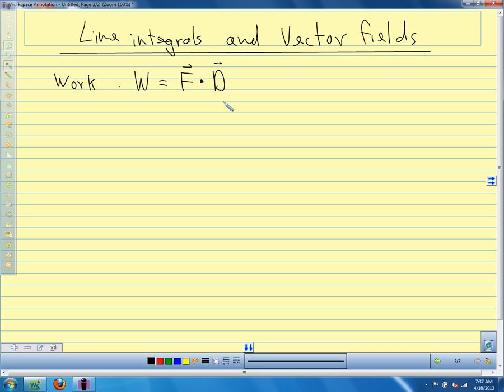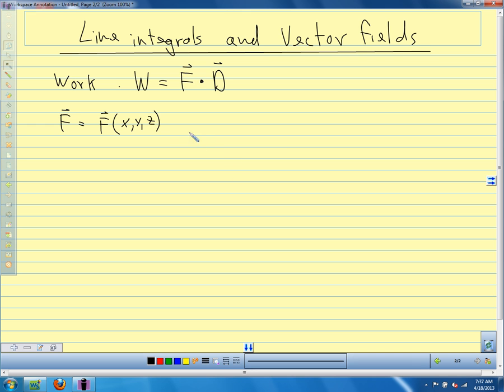So what we're going to do now is talk about line integrals with vector fields, motivated by this idea of work. So we're going to look at the idea of work to come up with a way of thinking about line integrals and vector fields. So what we want to do is find the work done by a force. So our force vector is some function of x, y, z. So our force is a vector field. So at every point in space we have a force vector.